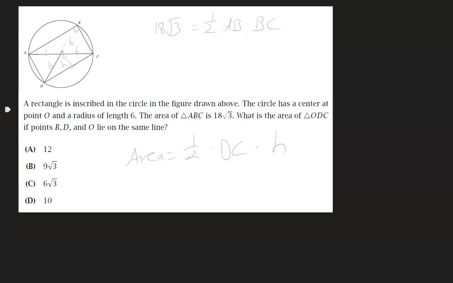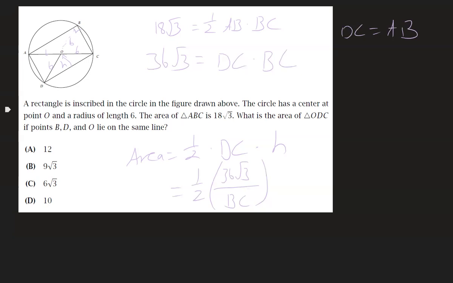All right. Well, this is a rectangle. So we know that DC is congruent to AB. Okay, so we can write this as DC times BC, and let's multiply 2 on this side. So 36 root 3. Okay, so we can write DC as 36 root 3 over BC.